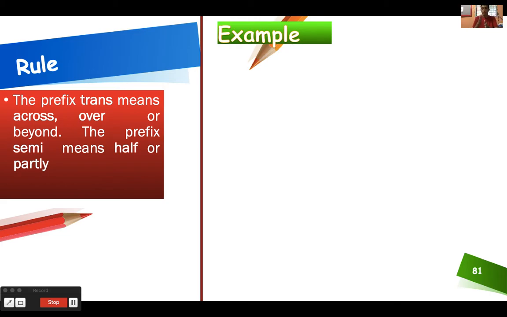Trans means across, over, or beyond. Across means that you are going through or crossing a line, like when you are crossing the street. Over means up, and beyond means forward. And the prefix semi means half or partly, that is, the half of something.